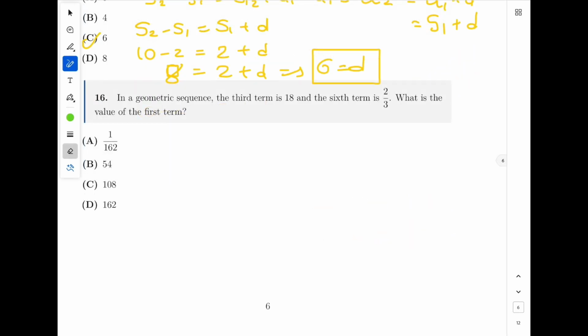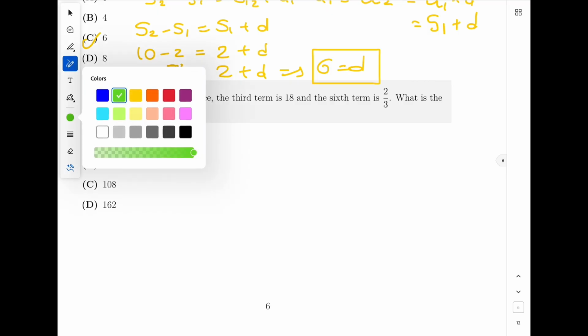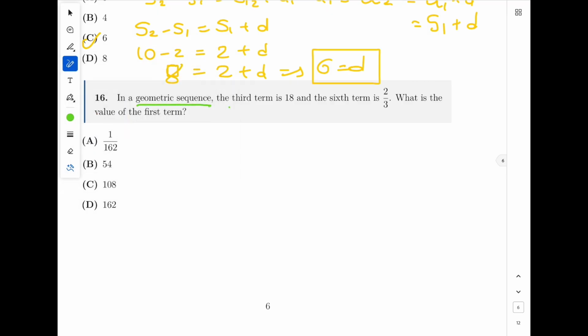Question 16, again similarly like the 15th one, I'm not sure whether it can be asked or cannot be asked, but nonetheless we'll solve it. So we have a GP where the third term is 18 and the sixth term is 2 over 3. So sixth term is a into r to the power 5 is equal to 2 over 3, and third term is 18 implies a into r square is equal to 18.